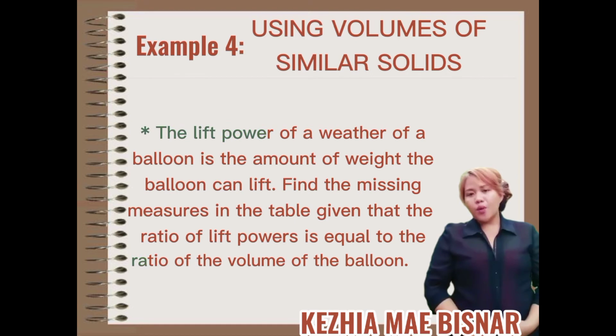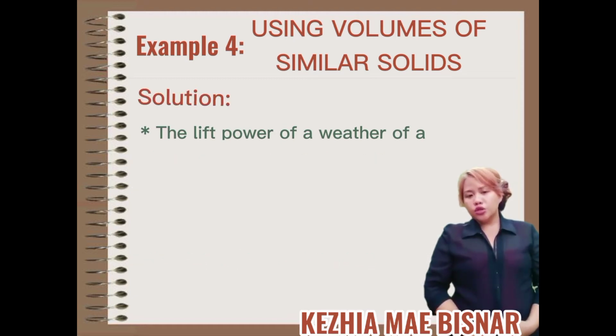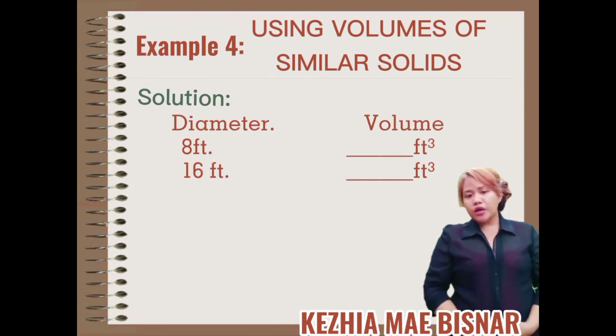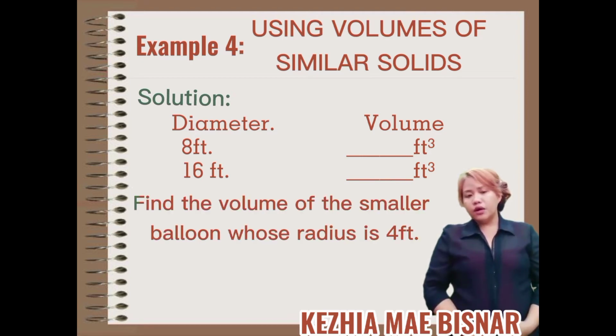The lift power of a weather balloon is the amount of weight the balloon can lift. Find the missing measures in the table, given that the ratio of lift powers is equal to the ratio of the volumes of the balloon. Solution. Diameter, volume. 8 feet, blank feet cubed. 16 feet, blank feet cubed.